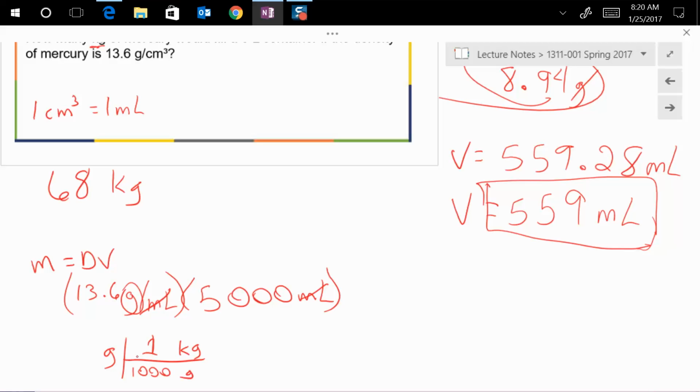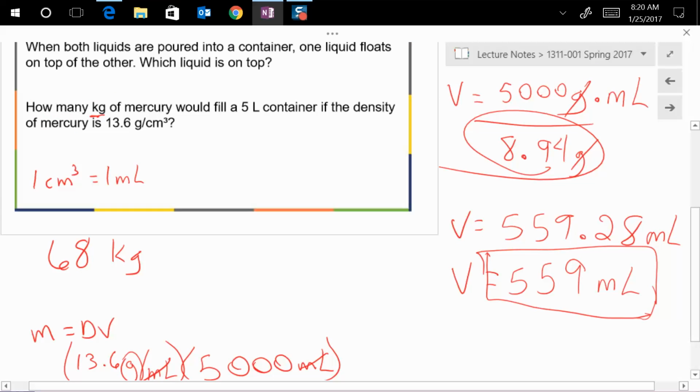Great. So it's really important that you guys look at what conversions need to be made, because it's not always so straightforward. All right.